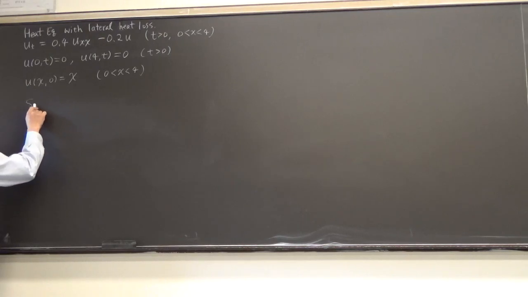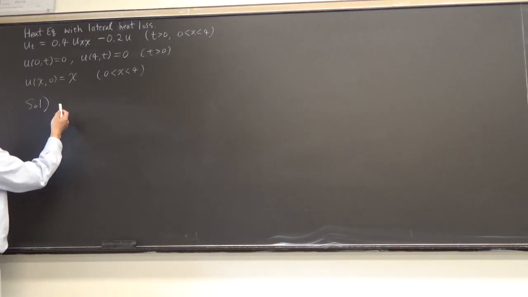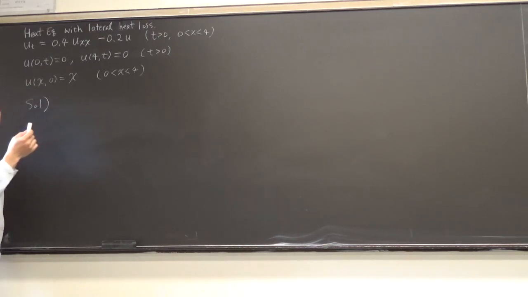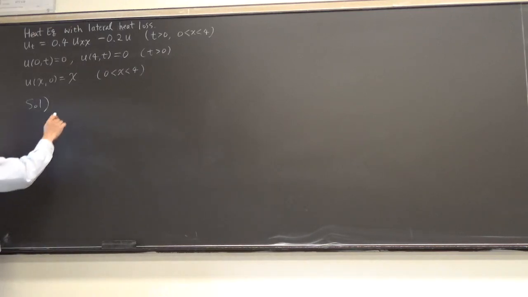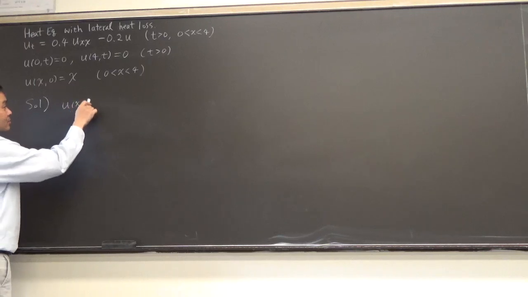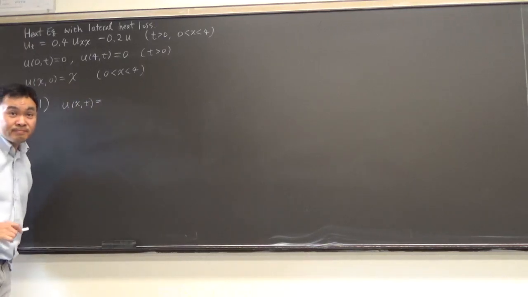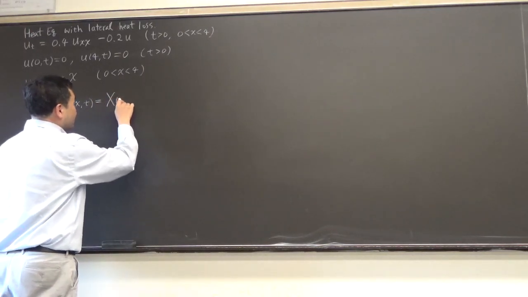So, solution. What do we start with? Let's see if you know separation of variables. What do you do? u(x,t) is X(x) T(t).